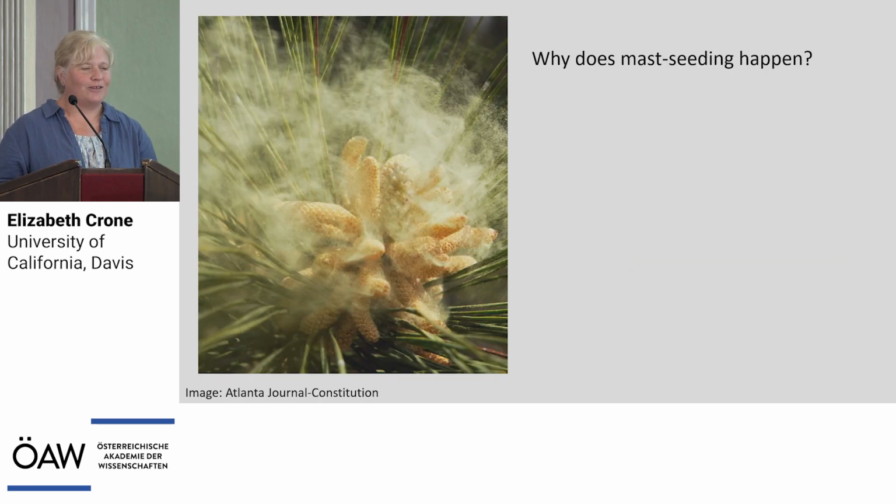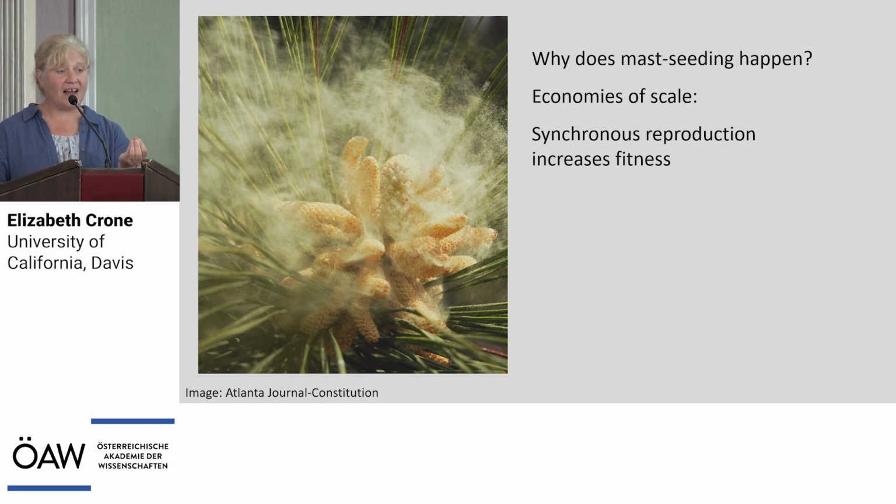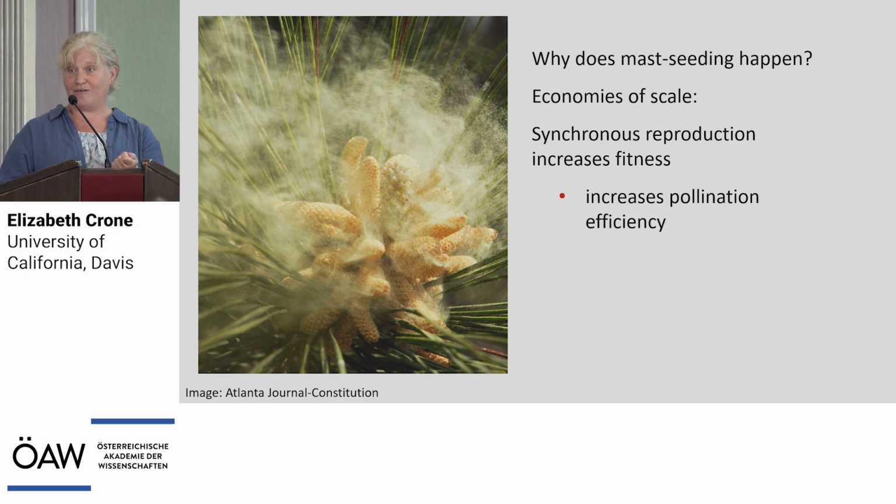Well, you've probably already heard this before, but just in case, one of the reasons mast seeding happens is because synchronous reproduction increases fitness, which we, possibly coined by Dave Kelly, call economies of scale, meaning when it happens at large scale, it's more advantageous to individual trees. So synchronous reproduction increases pollination efficiency, especially for species like oaks and conifers that have pollen blown in the wind. It's natural that if more plants are making pollen and flowers, well, apologies to the conifer plant nerds, at once, then pollination is more likely to happen.